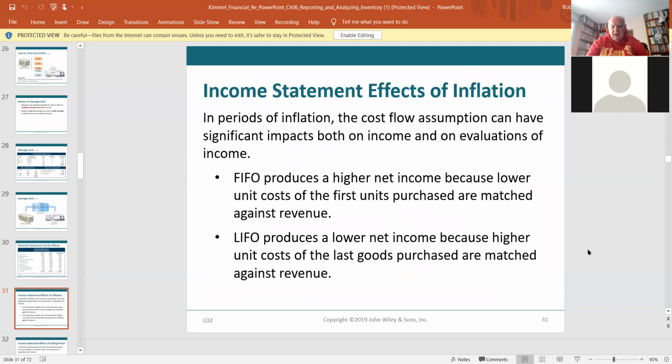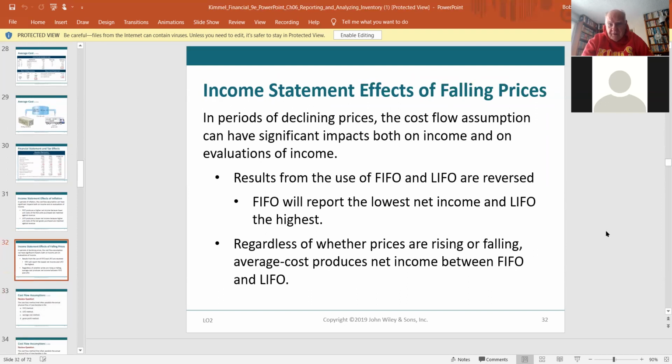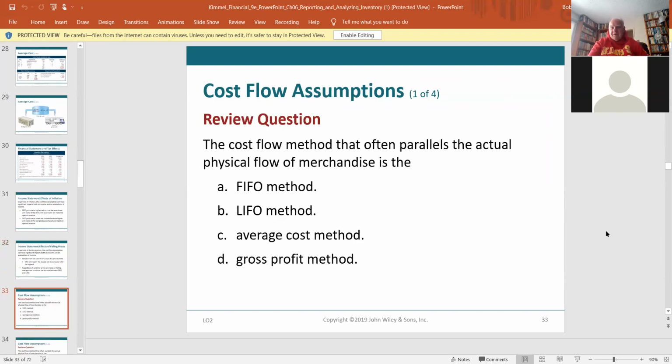FIFO produces a higher net income because the lower unit costs are coming out first. LIFO produces a lower net income because the higher price stuff is being sold first. The effects of inflation. We're talking only now with rising prices. I'm not going to talk about falling prices because I'm a glass half filled guy. You understand how it works for rising prices. It's just the opposite for falling prices.